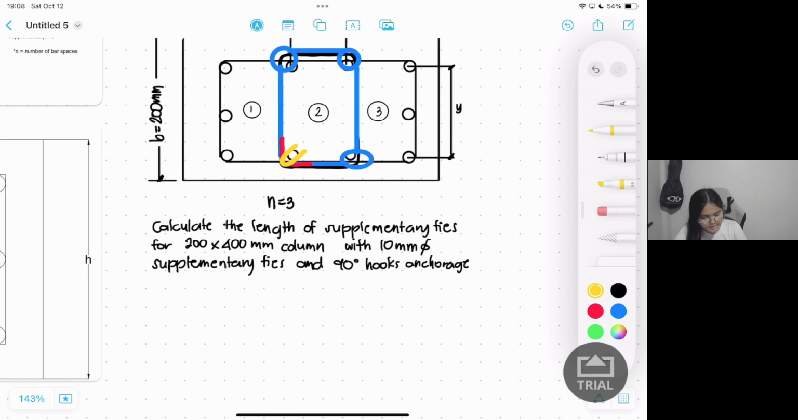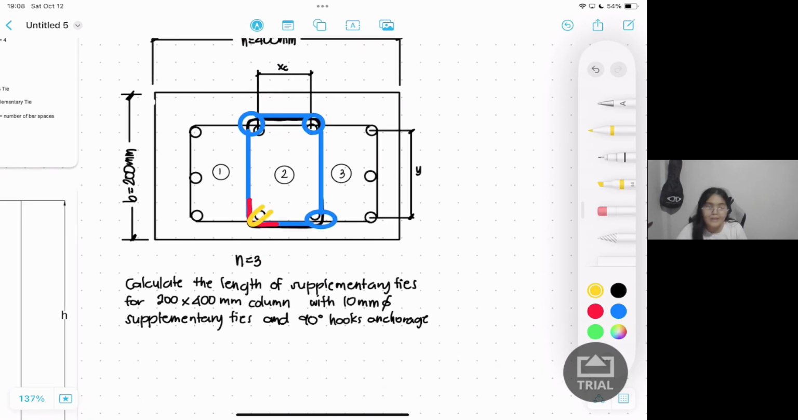So, for example natin dito, calculate the length of supplementary ties for 200 by 400 mm column with 10 mm diameter supplementary ties with 90 degree hook anchorage. Okay, so ifa-follow natin yung red. Okay?